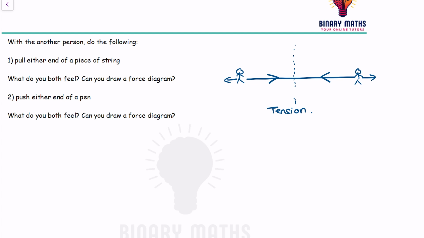Okay, push either end of a pen. So if you hold a pen and you push either end, so you're pushing this way and the other person is pushing the other way, then what you feel is this. The person on the left hand side feels like they're being pushed away, and the person on the right hand side feels they're being pushed back as well. So both of them are feeling like they're pushed back. This is called thrust.